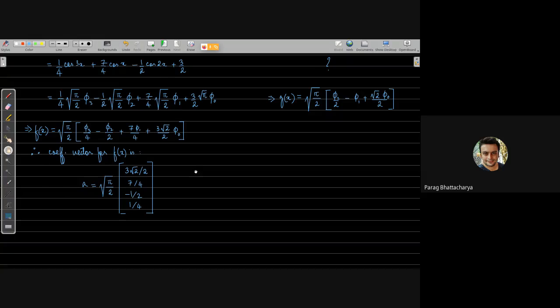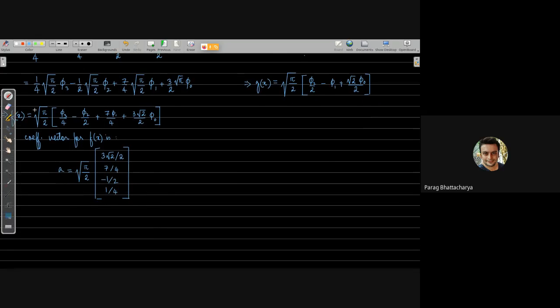Okay, the coefficient vector of f of x is this. In a similar way, therefore, what is the coefficient vector of g of x? Let's call this coefficient vector b. This will also have a root pi by 2 in front. Can anyone tell me what will be the elements? Root 2 by 2. Good.